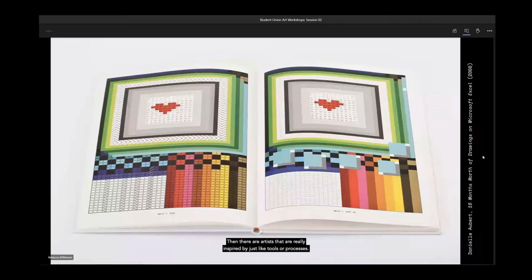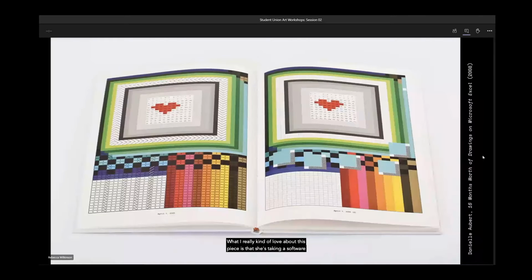Then there are artists that are really inspired by tools or processes. So I'm really obsessed with this example. I love this designer. Her name is Danielle Aubert. She's based out of Detroit, Michigan. And this is one of her earlier works. It's a book of drawings made in Microsoft Excel.